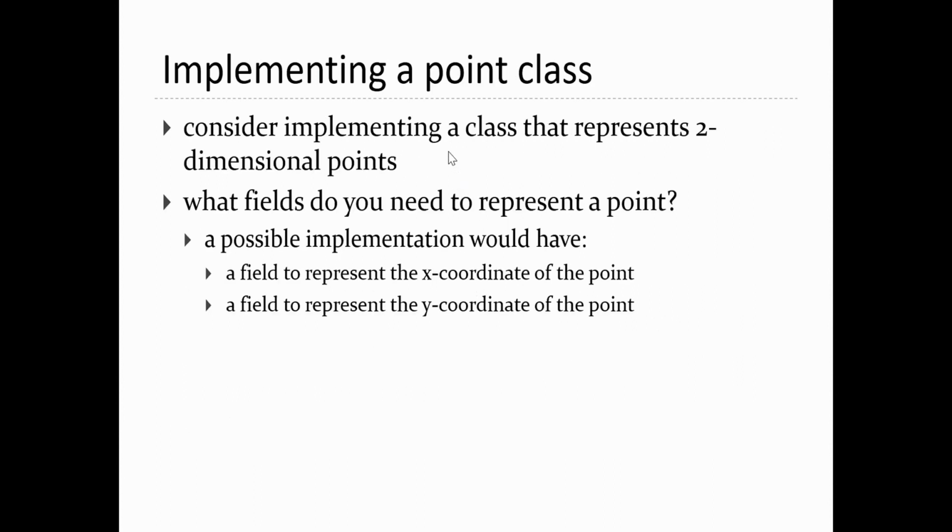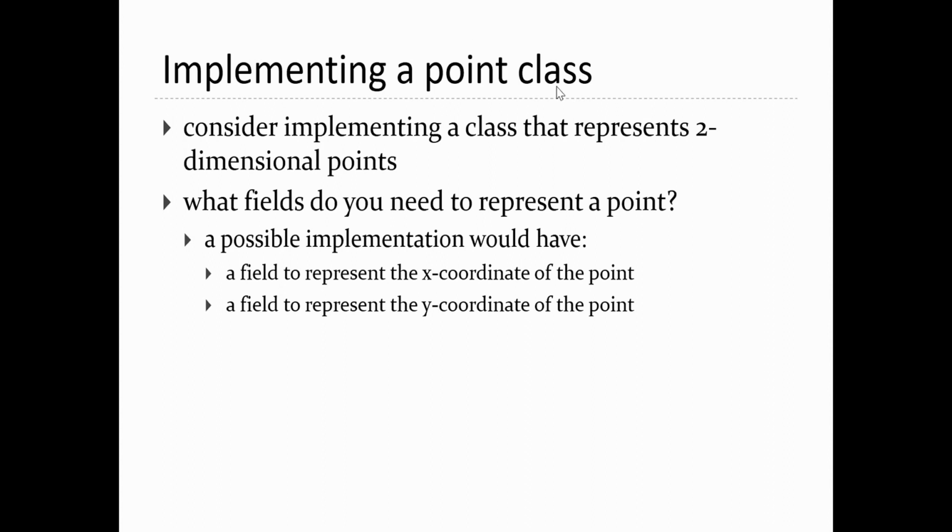Okay, so I want to implement a two-dimensional point, a point having an x and a y coordinate. I have to decide how I'm going to represent the x and y coordinates. The obvious answer is I'm going to make a variable called x and a variable called y. If I want real-valued points, then I'm probably going to use double for the type of x and y.